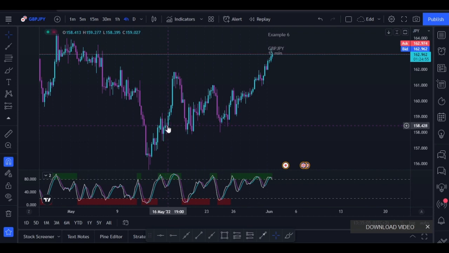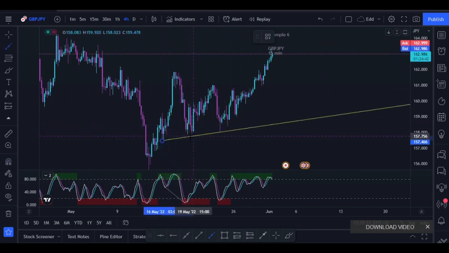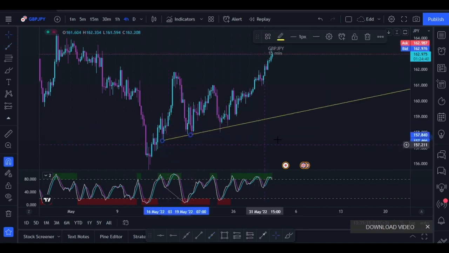Okay, I saw there was hidden divergence right here, and let me draw out the footprint right there. As you see, the market never broke that line at all, so that footprint remained valid. It didn't break that line.